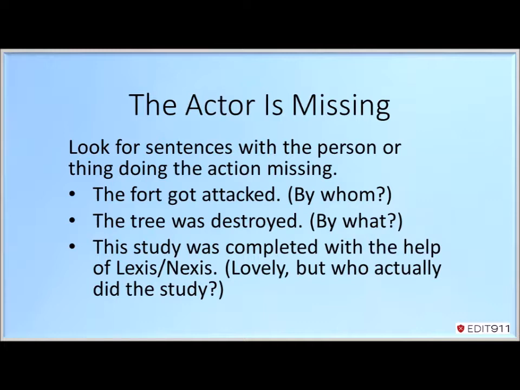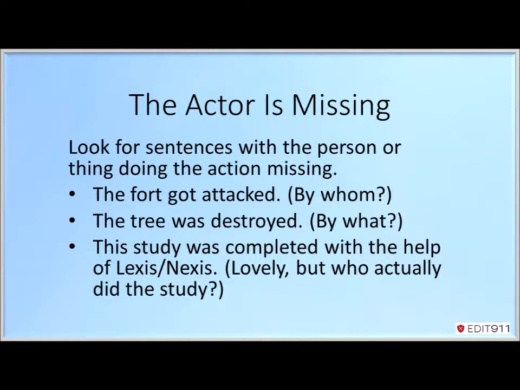In my links to further study at the end of this lesson, there's a technique suggested in the article, a scary easy way to help you find passive voice, which is to see if you can add "by zombies" to the sentence. I kind of like this. If you can add that, by zombies, then the sentence is probably passive. So the fort got attacked by zombies, and the tree was destroyed by zombies, and the study was completed with the help of LexisNexis by zombies. And remember, after you add "by zombies," the voice is still passive. The actor isn't missing, and this is what I was talking about before, so much as misplaced.